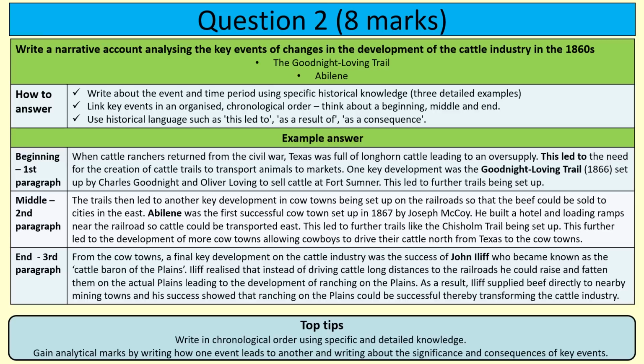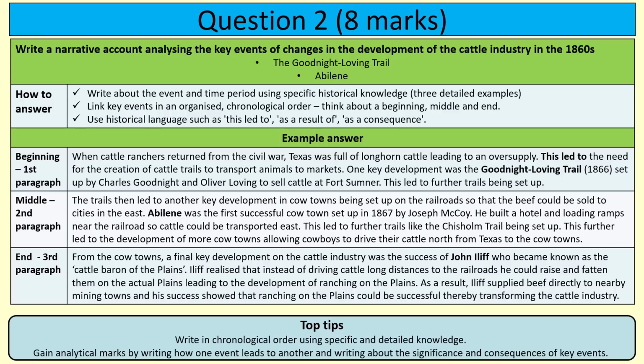When cattle ranchers returned from the Civil War, Texas was full of longhorn cattle, leading to an oversupply. This led to the need for the creation of cattle trails to transport animals to market. One key development was the Goodnight-Loving Trail of 1866, set up by Charles Goodnight and Oliver Loving to sell cattle at Fort Sumner. This led to further trails being set up.